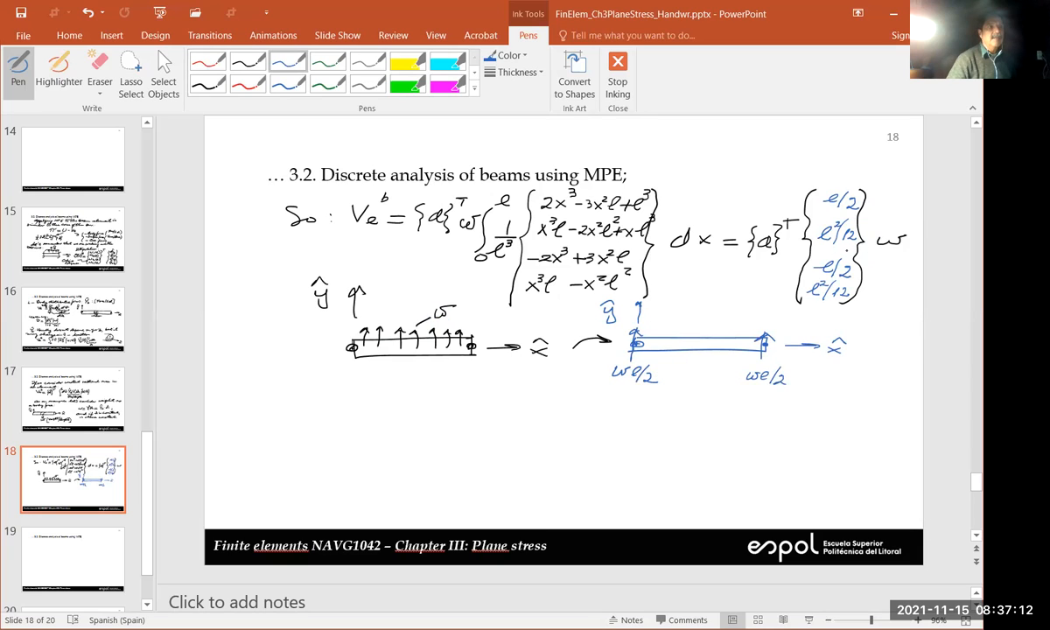What else? This is a moment, okay? And this is positive. Remember, this is relative to the system of reference. So we are saying that we apply this moment. This is WL squared over 12. And this one here, I'm missing the negative here. This is WL squared over 12. So it makes sense, right? Instead of having this distribution of forces, we're going to have two forces and two moments right now. So in between, there's nothing.